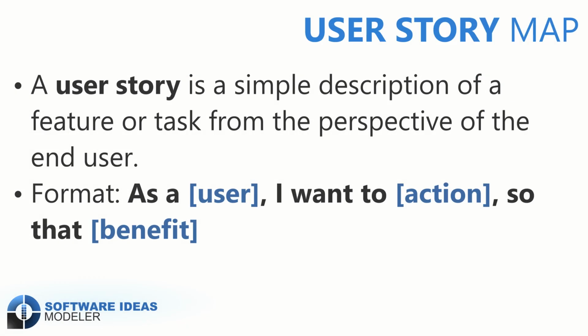A user story is a simple description of a feature or task from the perspective of the end user. It typically follows the format: as a user, I want to action, so that benefit. This structure helps ensure that each story focuses on the user's needs and the value it brings to the system. In Agile projects, user stories are used to break down epics, large tasks, into smaller manageable pieces.